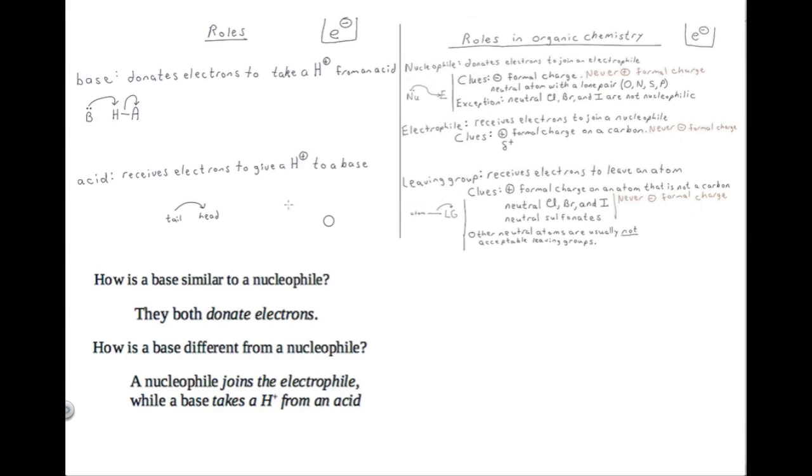I've mentioned that students have a really hard time drawing the electron pushing arrows for an acid-base step. And a good way to think about it is if you forget what a base is, remind yourself that it's similar to a nucleophile. It's similar in that they both donate electrons, but it's different in that the base is taking a proton rather than joining an electrophile. So again, that's how you can remind yourself what a base is if you forget it. Remember that it's similar to a nucleophile in that they both donate electrons, but different in that the base takes a proton, whereas the nucleophile joins the electrophile.